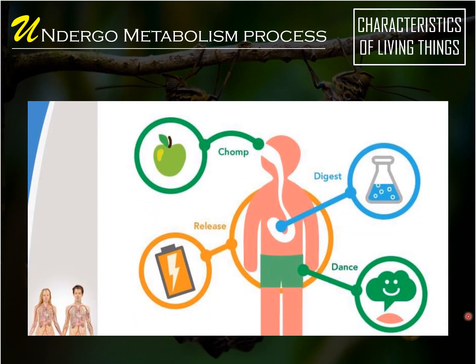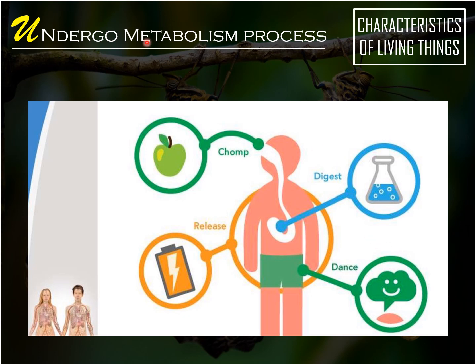And lastly is the ability to undergo the metabolism process. Metabolism is a term used to describe all chemical reactions involved in maintaining the living state of the cells and the organisms. It is divided into two. We have catabolism, by the word cat, which means breakdown of molecules to obtain energy, and anabolism, by the term ana, which is the building of large molecules that requires energy.